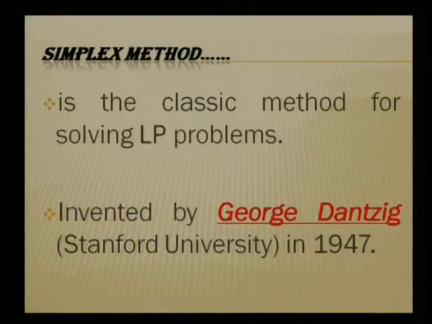So today's our topic is moving around simplex method. We'll see a small presentation on simplex method. The first thing is, what's the simplex method? Simplex method is the classic method for solving LP problems. Many of the LP problems are solved very effectively by simplex method.